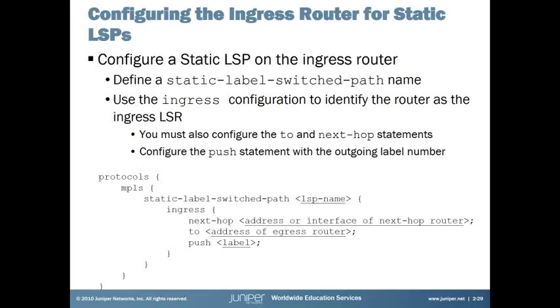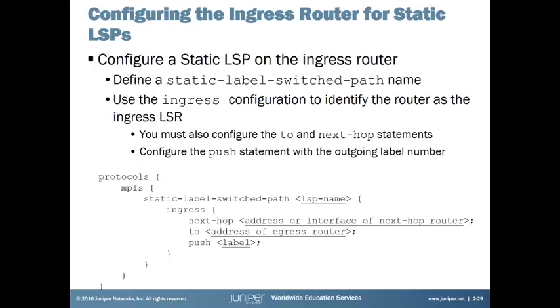Then we set up the ingress. We're going to tell this path what its starting point is. In actual fact, the starting point is the router on which we are configuring this particular label switch path. Here's an important point: the details about the label switch path are always configured on the ingress router. So the ingress router really sets up the label switch path.